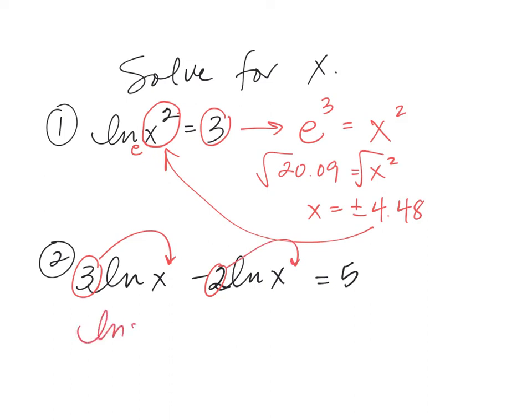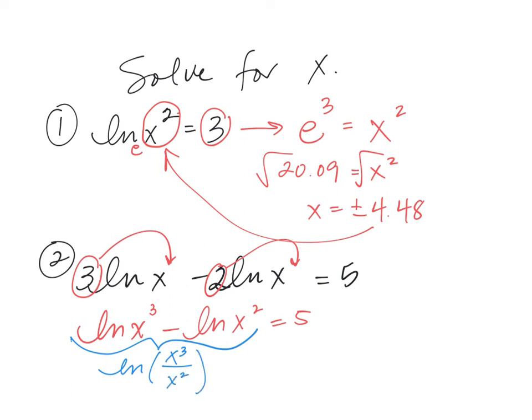So I can rewrite this as the natural log of x cubed minus the natural log of x squared equals 5. Now, my reason for doing that is because I want to get all my x's together, and I can now use another property of logs to combine those. Knowing that when we are subtracting two separate logs, we can combine those through division. So this would be the same as the natural log of x cubed over x squared is equal to 5. Now we're able to simplify that, so natural log of x is equal to 5.